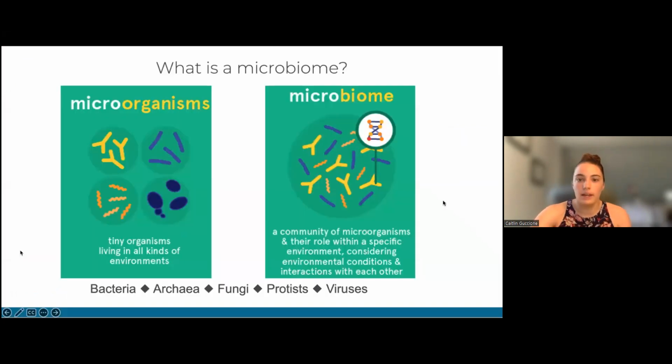Let's get started. I want to start off high level with what the microbiome is, because a lot of people in cancer don't think about the microbiome, and it's a new area. Starting on the left, we have microorganisms: tiny organisms living in all kinds of environments, usually bacteria, fungi, and viruses. The microbiome itself is a community of these microorganisms and their role within a specific environment, considering environmental conditions and interactions with each other.